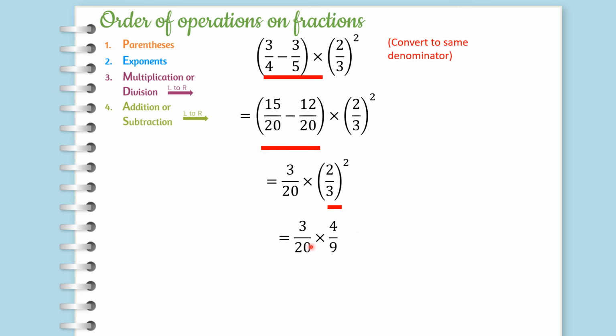Now I can multiply, but before I multiply, as I told you always, if we can simplify, we should simplify. So 3 and 9, they can be simplified because 3 is a common divisor for both of them, and also 4 and 20, they have a common divisor. They are both divisible by 4. So the answers when we divide them will be the following, and then we can multiply, and this is our answer.